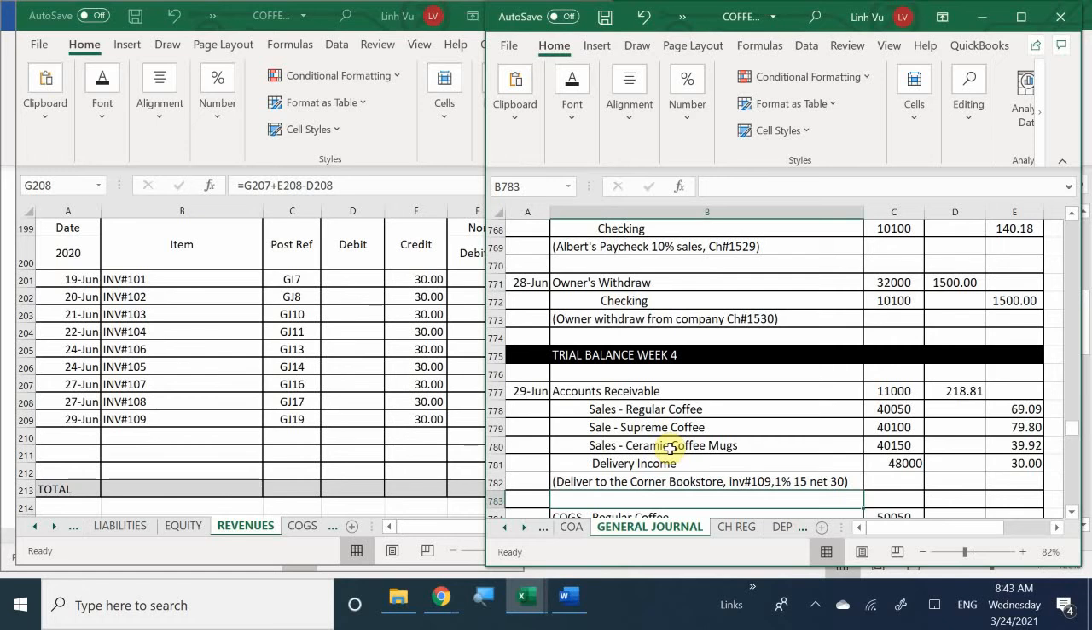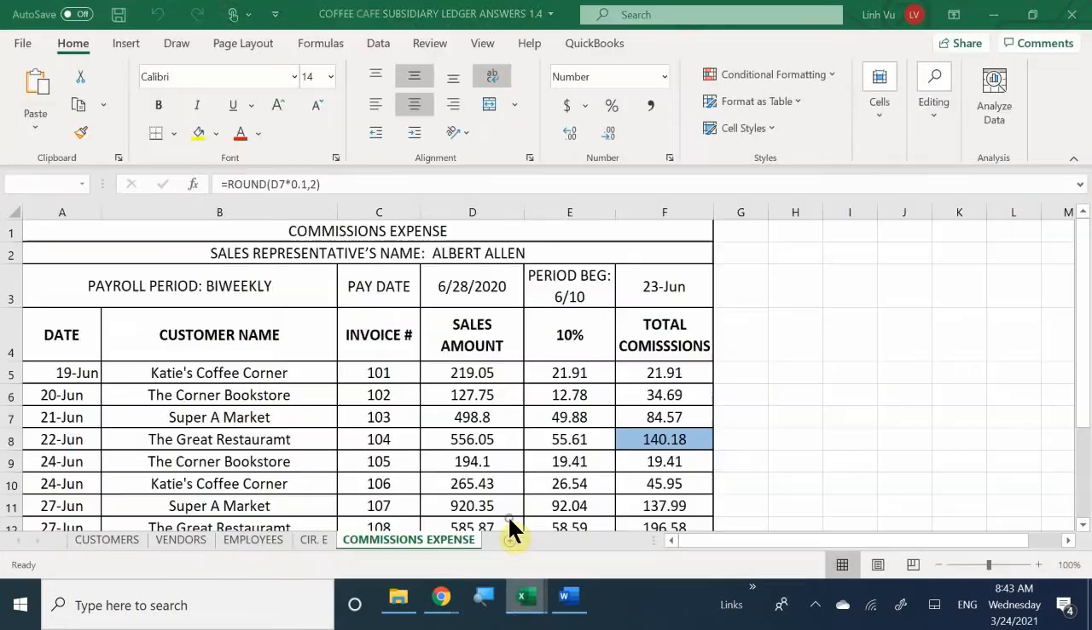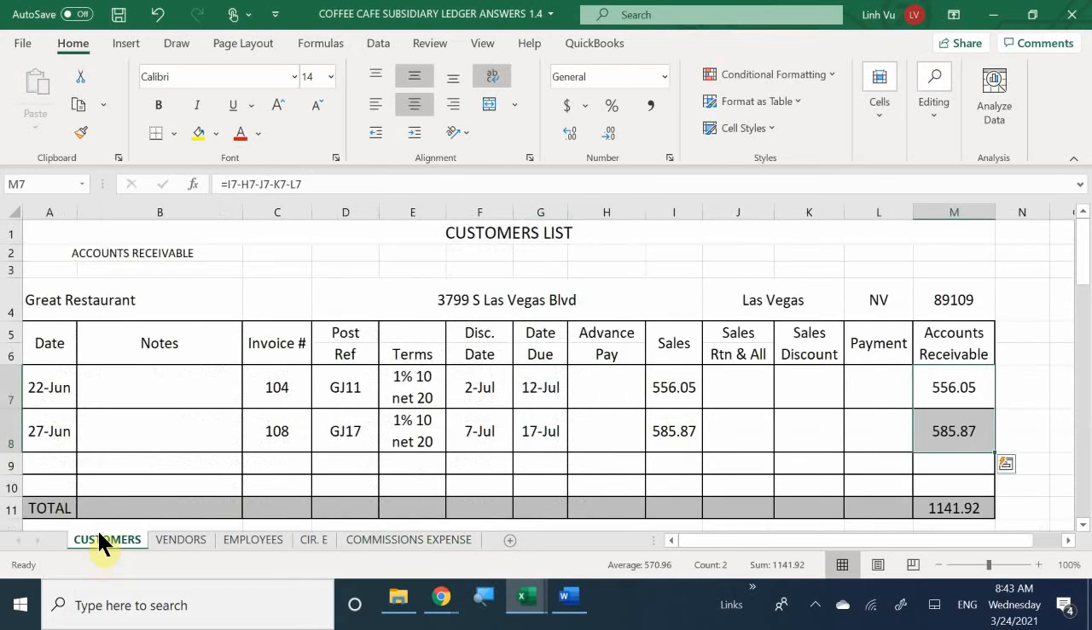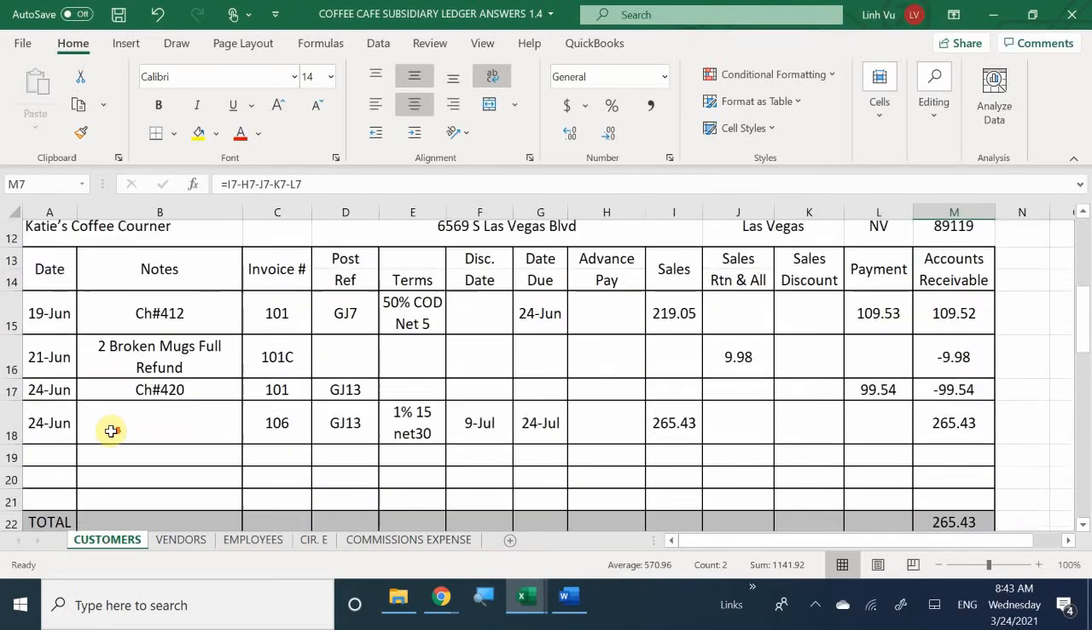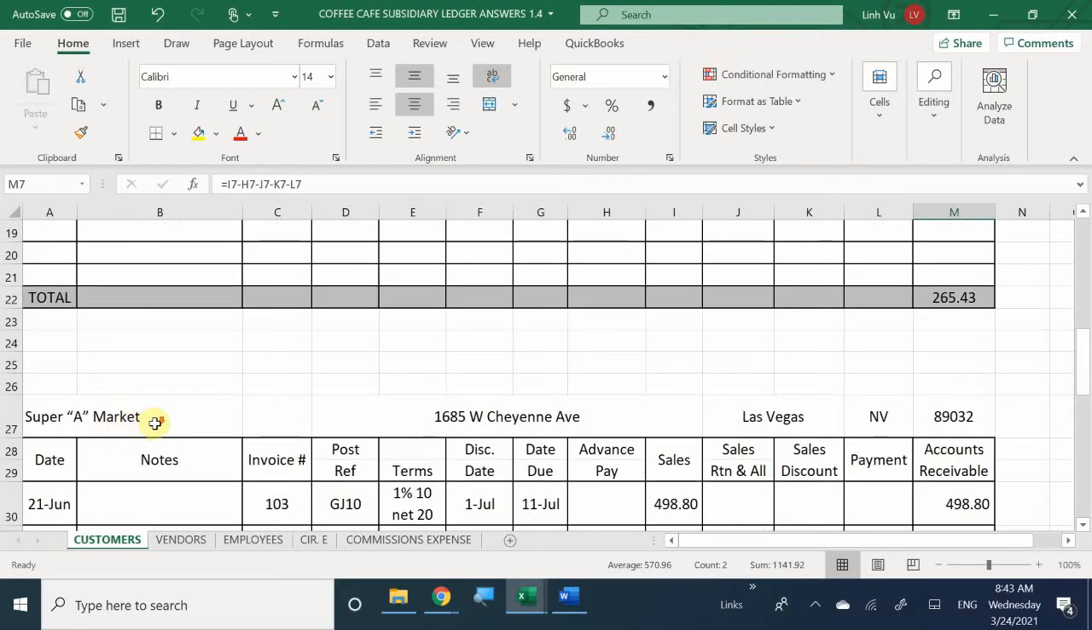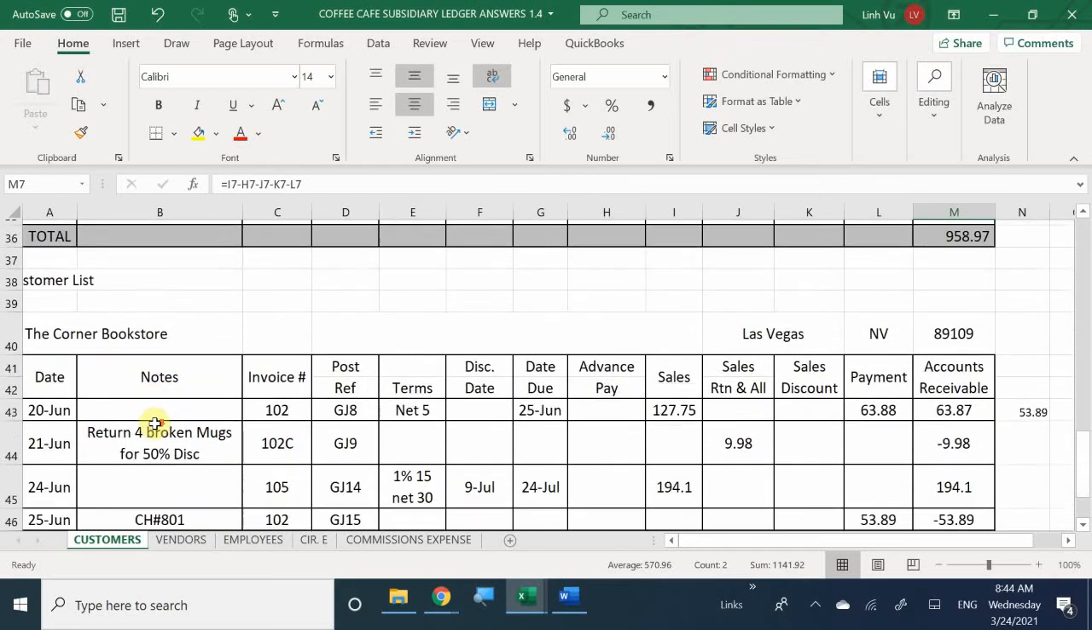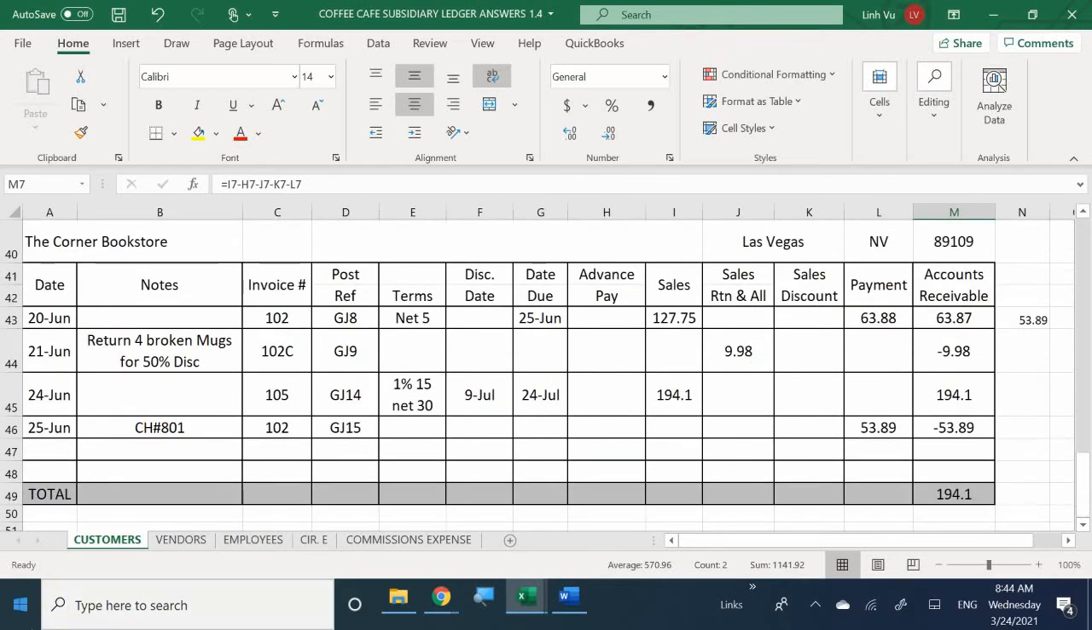General ledger. Subsidiary ledger. Good. Okay, so we dealt with a customer. This was the corner bookstore, so I think he might be the last one on here. Yes, corner bookstore. Okay, so 629.